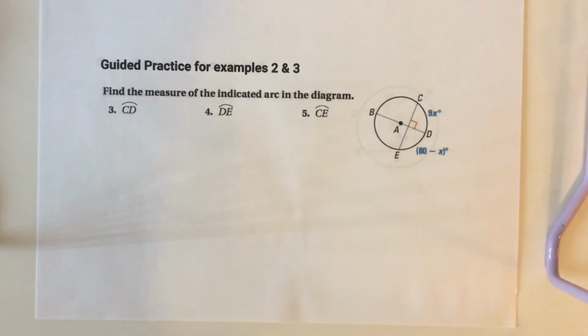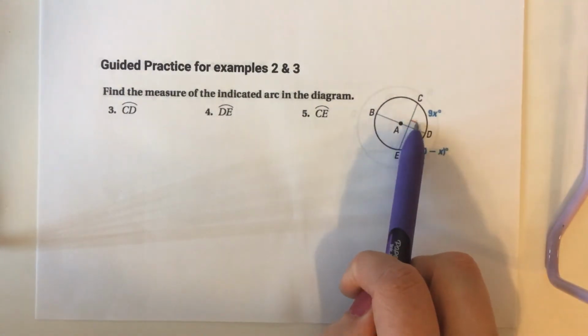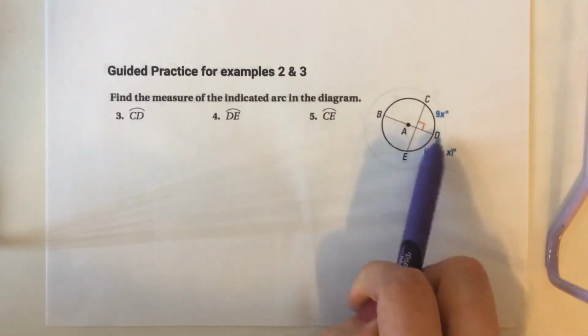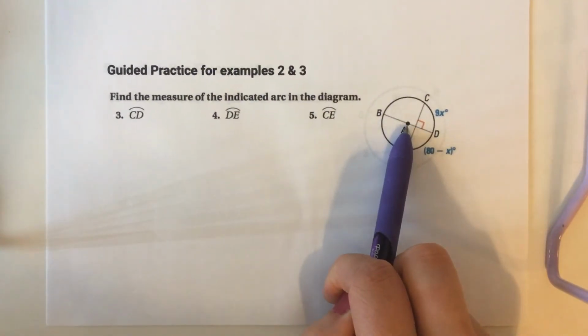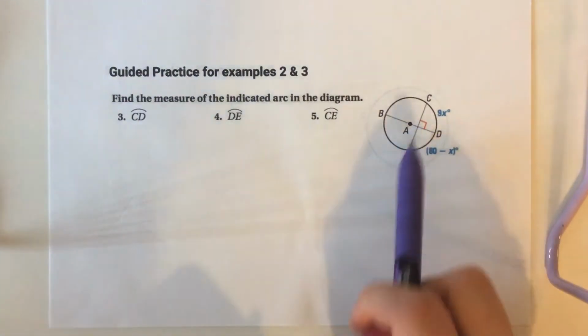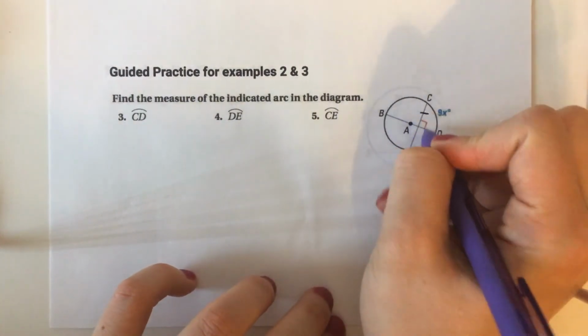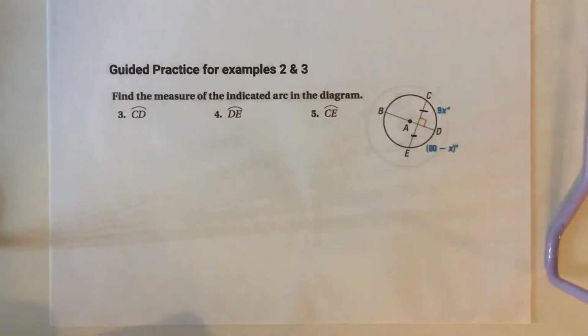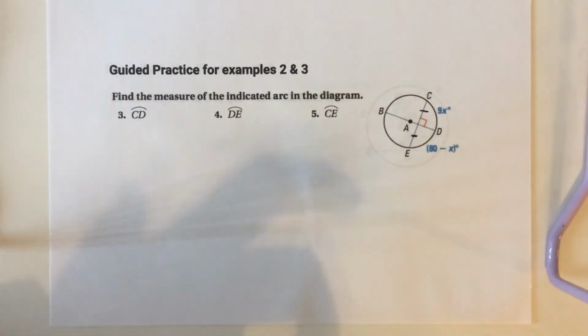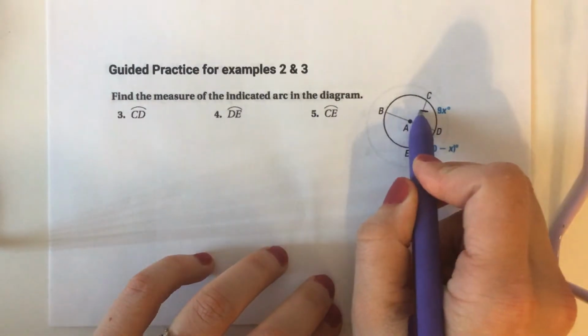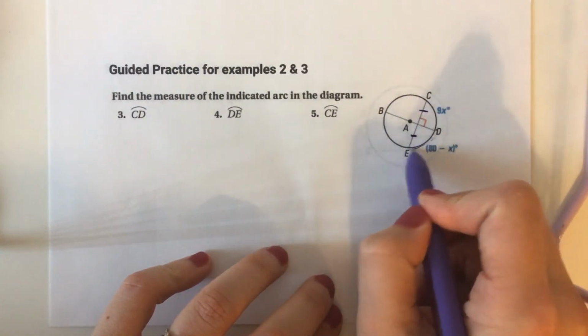Okay, so we are going to find the measure of the indicated arc in the diagram. So to start here, I see that this is a 90-degree angle intersecting a diameter because it goes through the center. So I know that these pieces right here are going to be congruent. So if I want to find the length or the measure of arc CD, well, if these pieces right here are congruent, that means these arcs also have to be congruent.